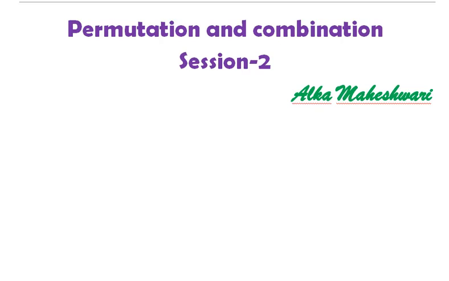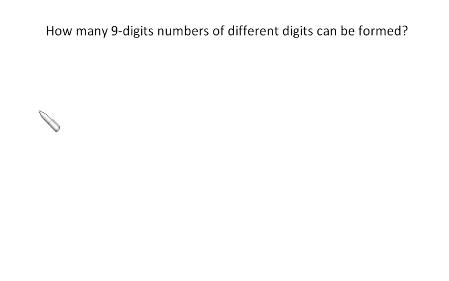And do revise the previous session before you come to this particular session, right? Now friends, in the last session, I asked you about how many 5-digit numbers are there in all, right? Then we discussed about how many 5-digit numbers are there with all digits different, then how many 5-digit numbers are there at least one digit is repeated. Now just have a quick recap with this question. How many 9-digit numbers of different digits can be formed, right? The case is quite similar to the previous one.